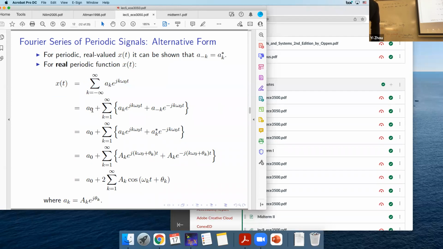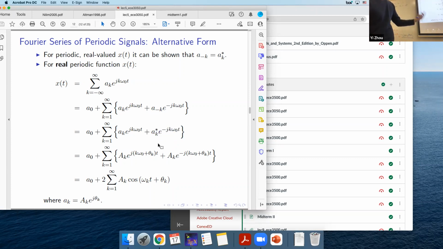This is equivalent because we have a zeroth term, and k from 1 to infinity, we have ak here. And the a negative k will correspond to negative 1 to negative infinity. So it's basically dividing the entire summation into three parts, a0, ak, and a negative k. Because if x is real, then a negative k is the conjugate of ak. So this one becomes the conjugation of ak. And then you can see that this part is exactly the conjugate of this part, right? Because ak is conjugated, and the exponential part is also conjugated. So the entire parts are conjugate to each other.